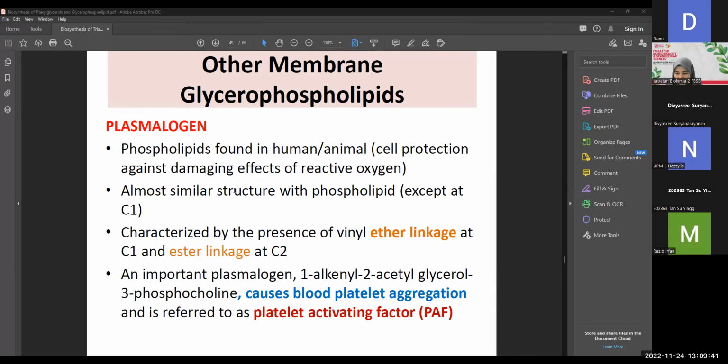So now let's move to membrane glycerophospholipid. You still okay? Do you want to take a break? It's 1:10. Break, doctor. Okay, break for 5 minutes.